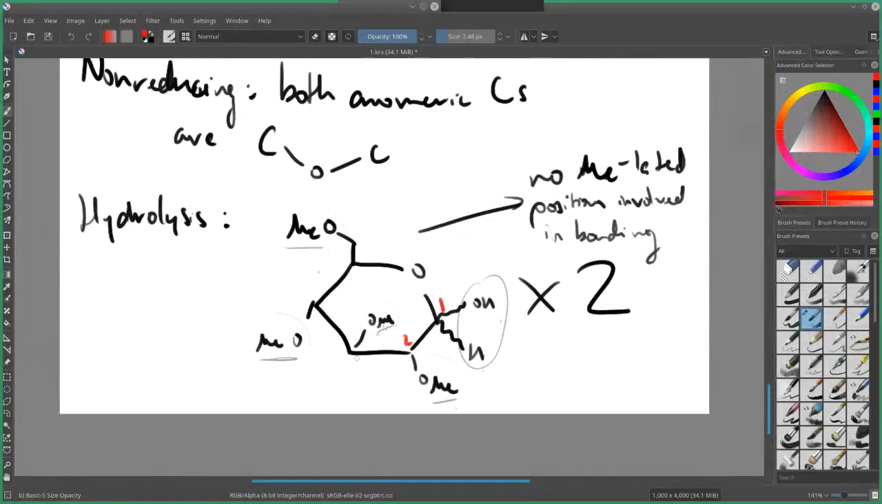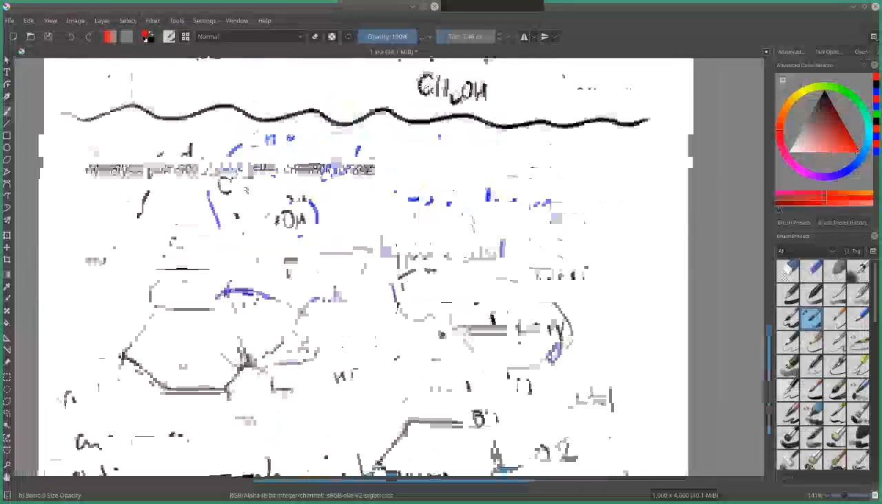And to go through and do the labeling, here's 1, 2, 3, 4, 5, and then 6 up here. So this is methylated at 2, methylated at 3, methylated at 4, and methylated at 6. So it was up here.